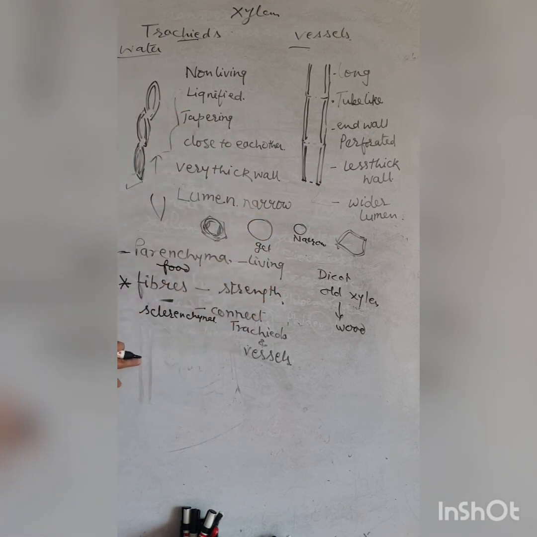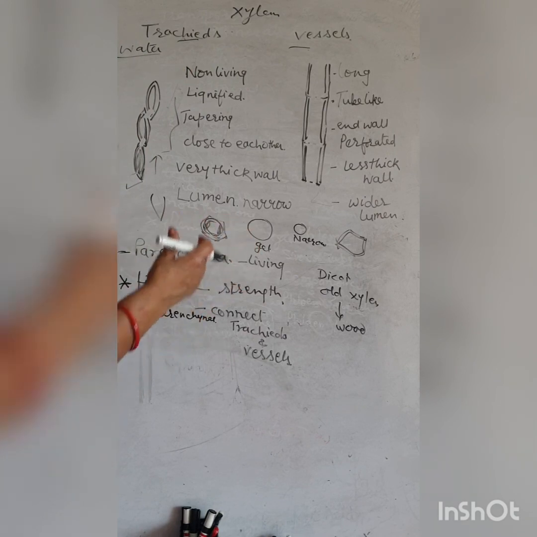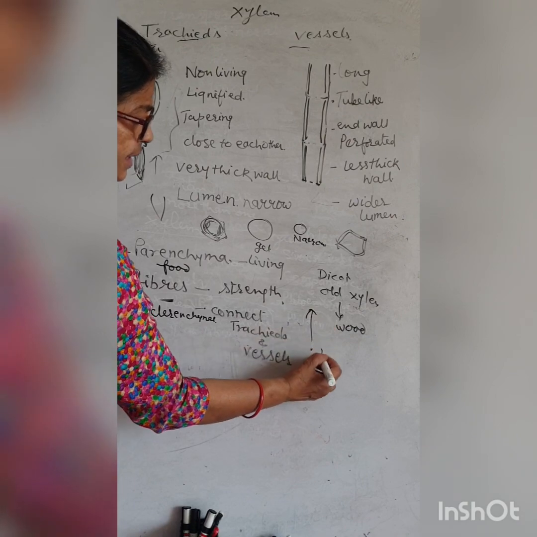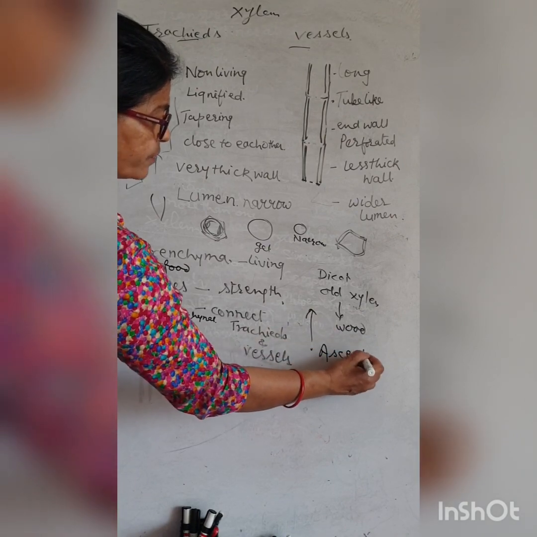So these are the components: tracheids, vessels, xylem parenchyma, xylem fibers. The tracheids, vessels, and fibers are the non-living cells of the xylem. Parenchyma is the only living cells of the xylem. The main function of xylem is to transport water absorbed from the soil in the upward direction. The movement of water in the plant is called ascent of sap.